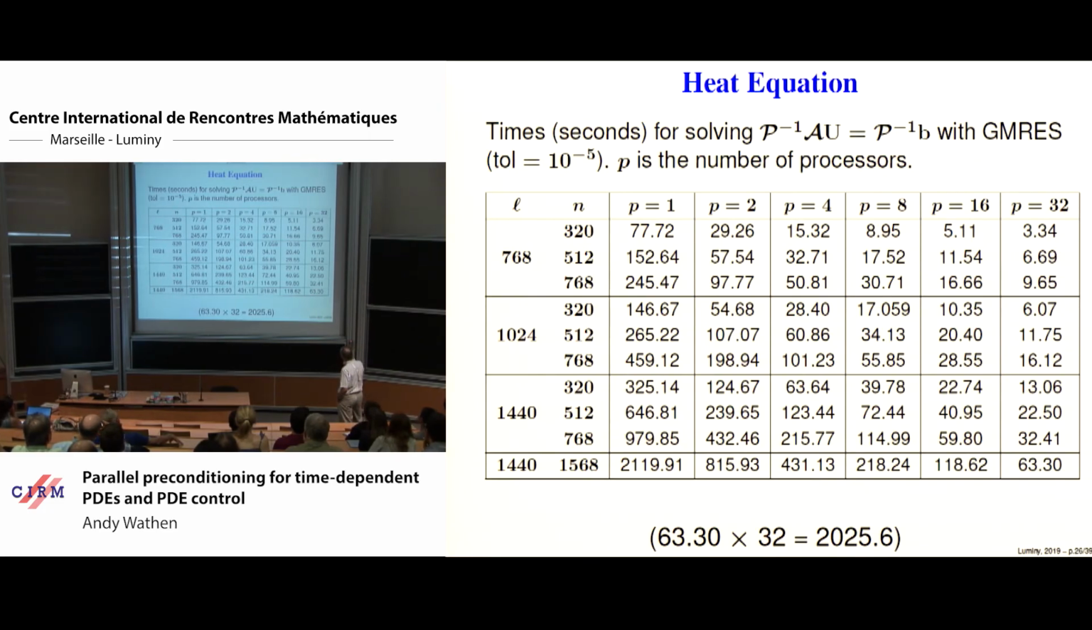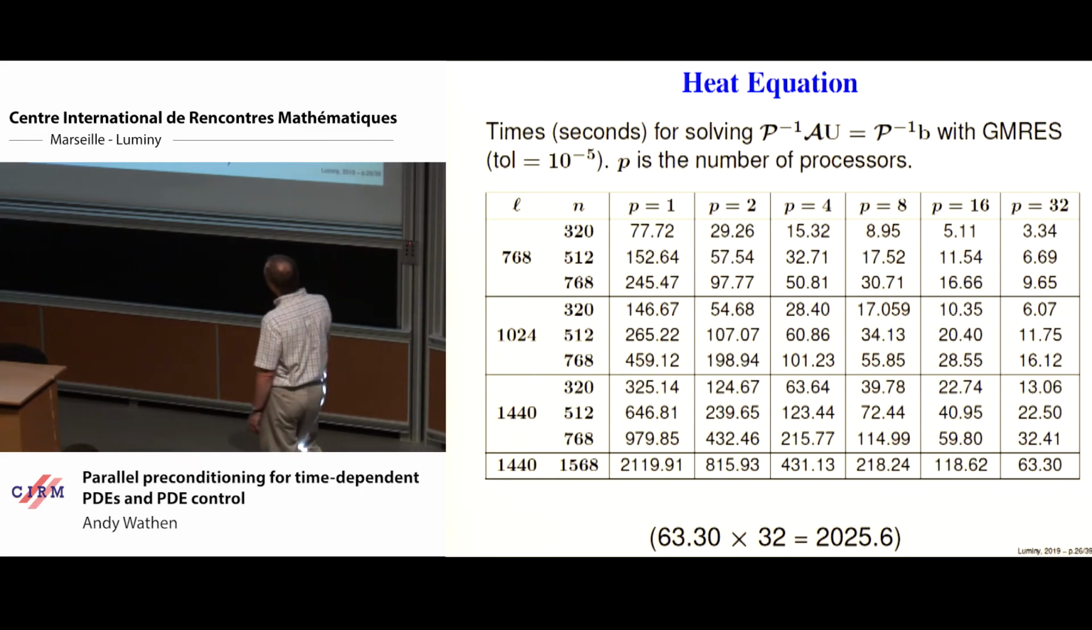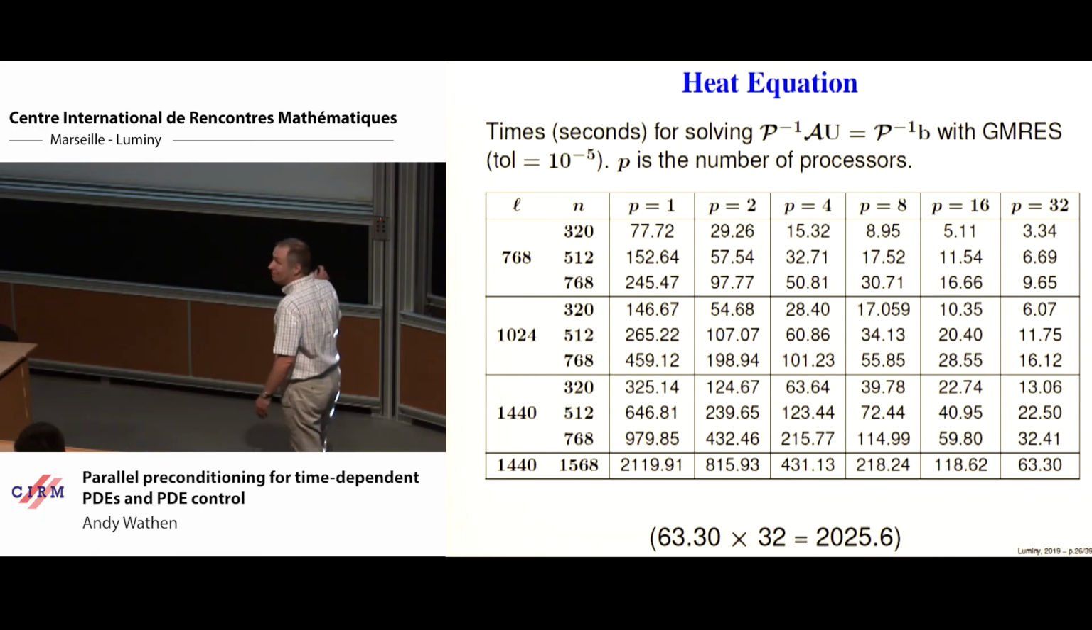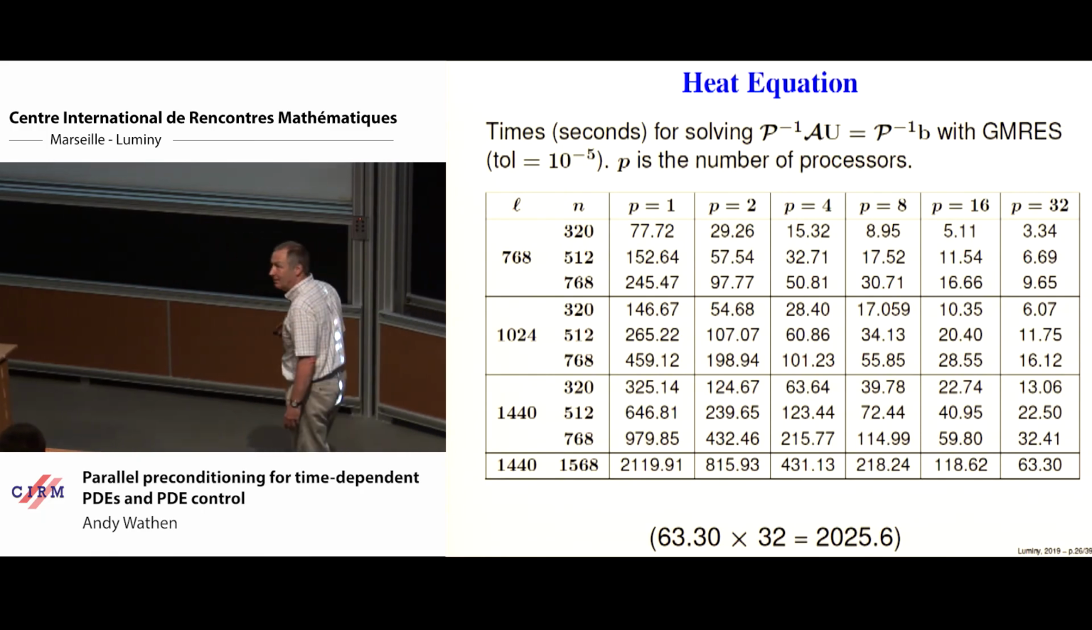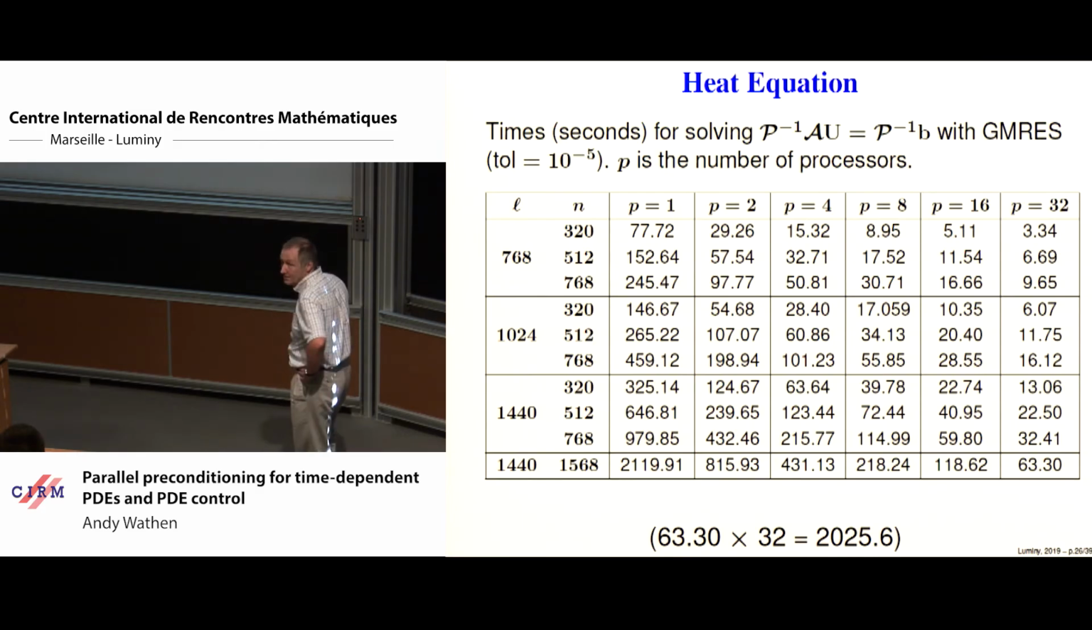If you look at the last row, students never produce vast tables of numbers like this and expect people to summarize them. Let's just look at the last row here. This is 1,440 time steps with a spatial resolution of 1,568. Not a fine mesh, certainly not. This is a small parallel computer we have in Oxford in the math department. It took this many CPU seconds on one processor, and this many CPU seconds on 32 processors. And 63.30 times 32 is actually smaller than that.